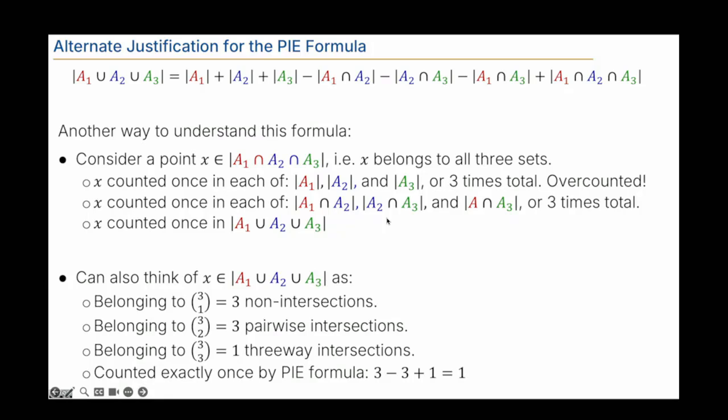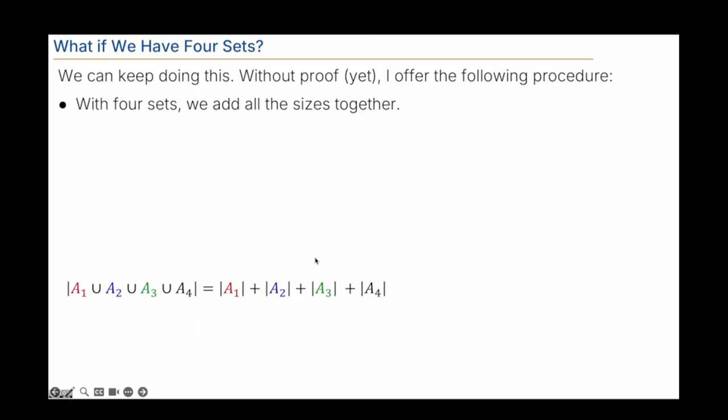We can also observe a pattern here, which is that we can think of X, and again, sorry, these should be caps, not cups. These are intersections, as belonging to 3 individual sets, right? It's in all of the sets separately. It belongs to 3 pairwise intersections, and it's also in 1 3-way intersection. And that's what the principle of inclusion-exclusion formula gives us. All right, let's keep going.